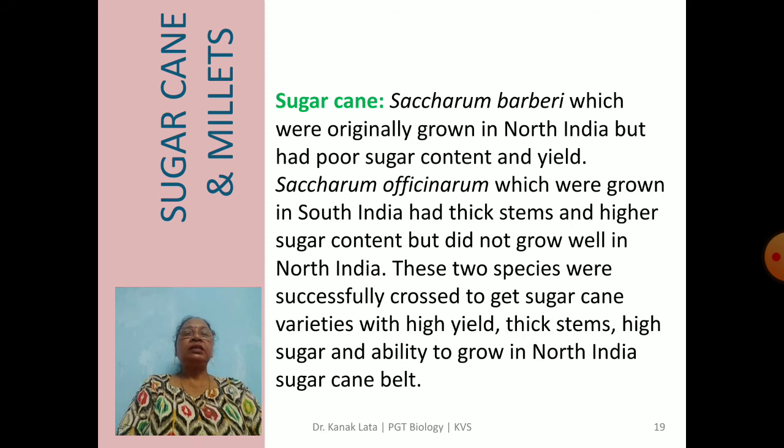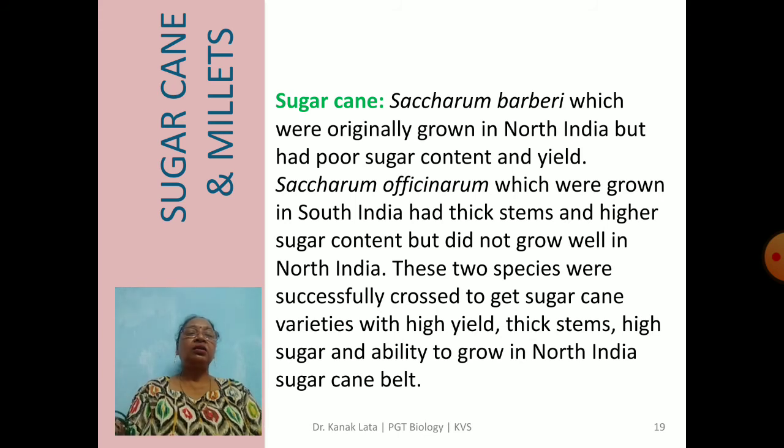Now next one is sugarcane. Saccharum barberi was originally grown in North India, but had poor sugar content and yield. And Saccharum officinarum, which was grown in South India, had thick stem and higher sugar content, but did not grow well in North India. So these two species were taken.